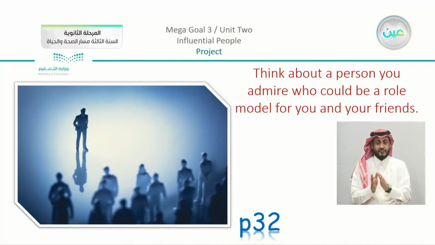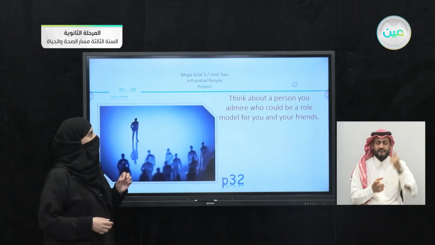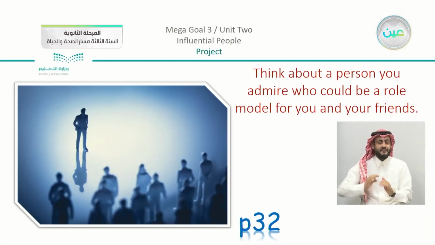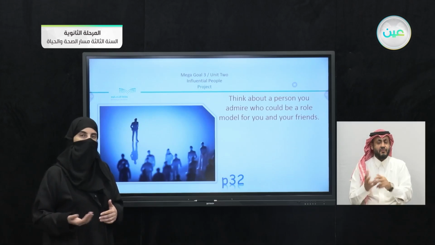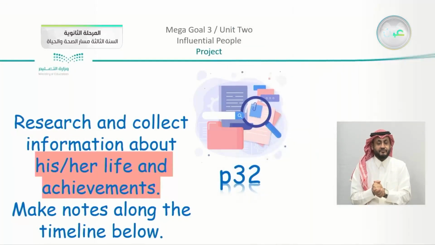Open your books, please, on page number 32. We have here on page number 32, think about a person you admire who could be a role model for you and your friends. So you are going to think about an influential person, positively influential. So you are going to think about this person who you and your friends agree on because you are going to work together as a team.